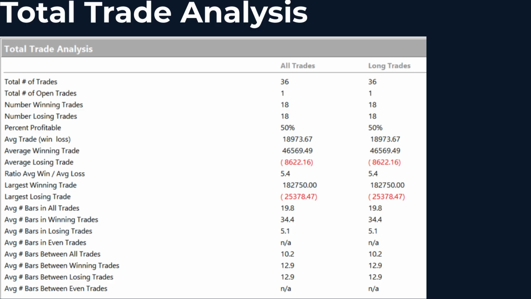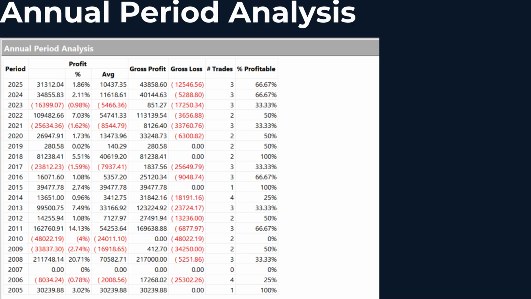Let's look at the annual period analysis. The system has been overall profitable, except for a few years when it lost a bit of money. But all those drawdowns were manageable because the losses were pretty small. I want you to pay attention to 2008, 2011, and 2020.